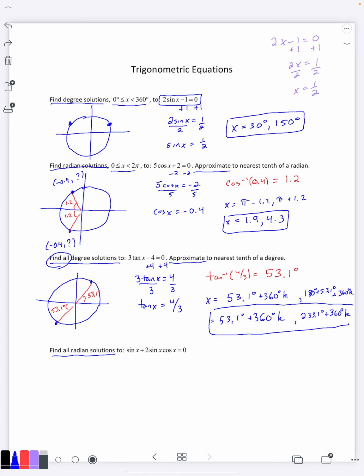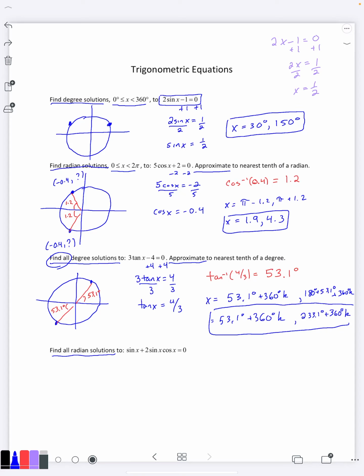Now this last problem is a find all radian solutions, and there is something a little bit more tricky. We'll notice that this one has both a sine and a cosine in it. It's not just a single trig function. So I can't just isolate one of them when I've got two of them here. However, what we can use is other tools from algebra to help us solve this problem.